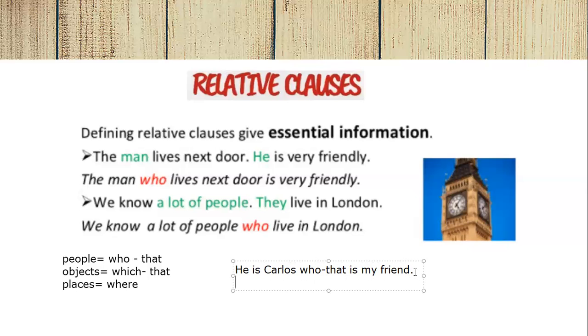With objects, this is the class. It is huge. So in this case, this is the class, and I have the double subject, so I say this is the class which is huge, or that is huge. This is the objective of relative clauses. We unify two sentences in one.